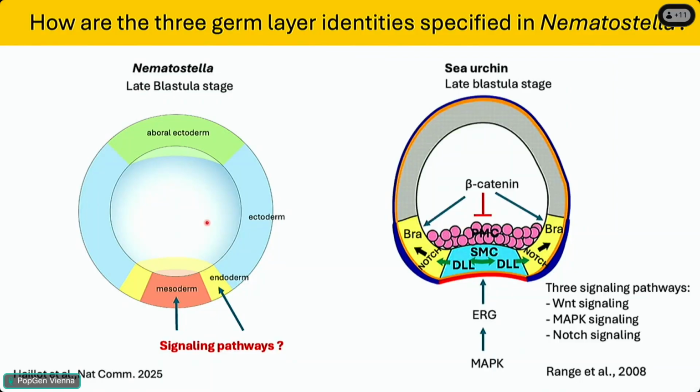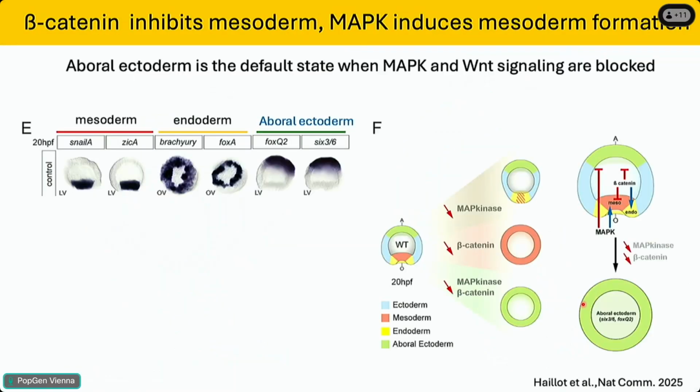Well, we first looked at other bilaterians. For instance, this is a sea urchin late blastula stage embryo as a cartoon, where we see that in the specification of these 3 germ layers, we have 3 different signaling pathways involved, like the Wnt signaling pathway, MAP kinase signaling, and Notch signaling. So we thought, okay, let's have a look at these different signaling pathways and whether they also play a role in this specification. And for this you need a couple of marker genes marking these 3 germ layers.